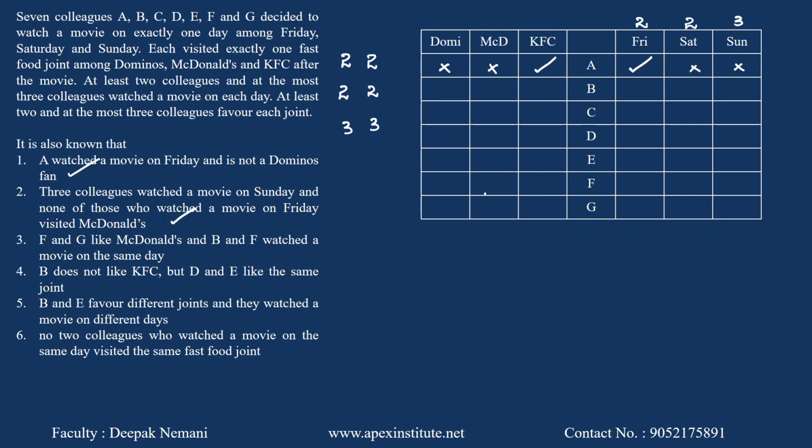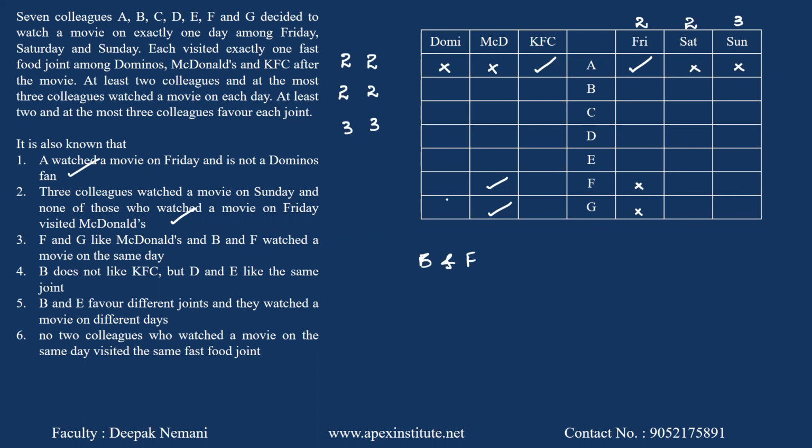Now F and G like McD. So F likes McD, G likes McD. And I can also say that both F and G did not watch a movie on Friday, because those who watched a movie on Friday did not visit McDonald's, isn't it? So F did not watch a movie on Friday and G did not watch a movie on Friday. Now B and F watched a movie on the same day.